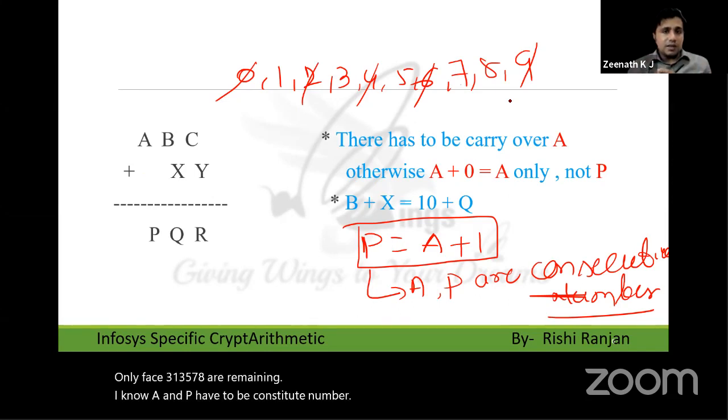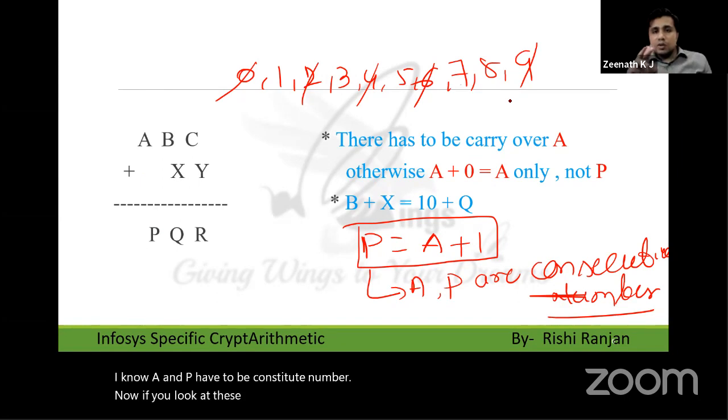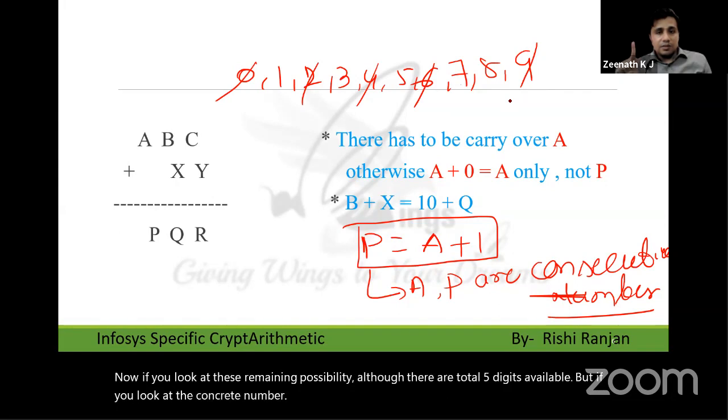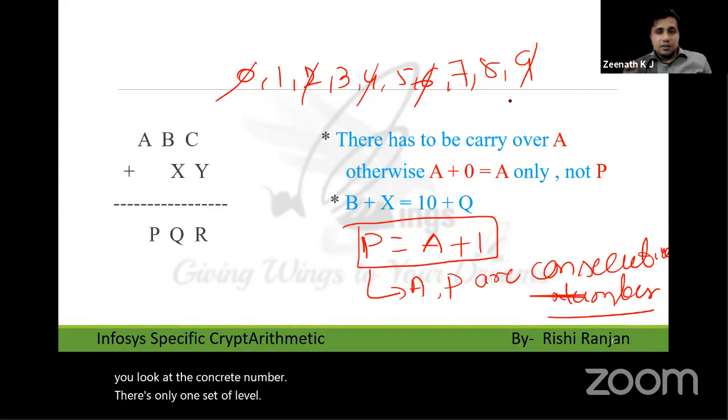Now, if you look at the remaining possibility, although there are a total of 5 digits available, if you look at the consecutive numbers, there's only one set available, 7, 8. So without doing anything, I can say A is 7 and P is 8. Done. So easily we got the answer. It means we will have to check fewer possibilities.